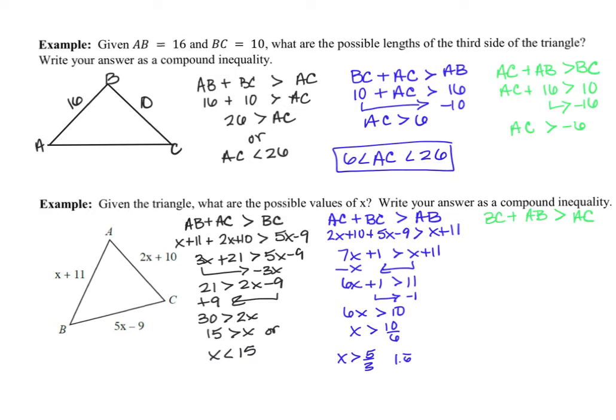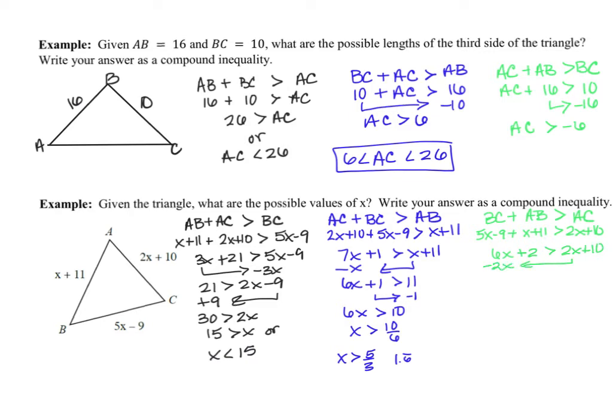AC. This would give me 5x minus 9 plus x plus 11 has to be greater than 2x plus 10. So you would combine your like terms of 5x and x. That would be 6x, and then you're going to combine negative 9 and 11, which is going to be positive 2 is greater than 2x plus 10.